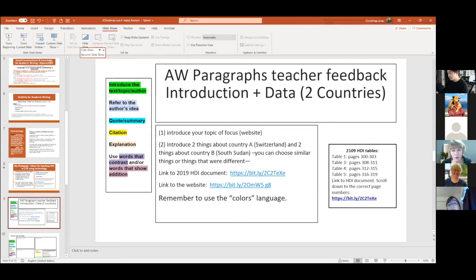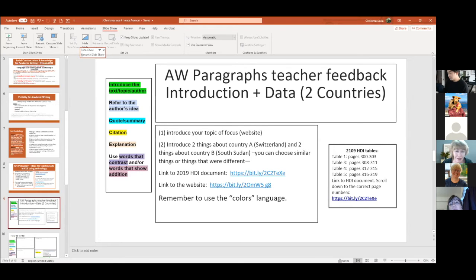Before we got to this point, I taught them, if you can see on the left-hand side, these are the colors. So there was a box, and the green was to introduce the text and the topic and the author. This light blue were verbs that they had to use to refer to the author's idea, like maintain and explain, highlight, those verbs that we use to show that it's the author's idea and not your idea.